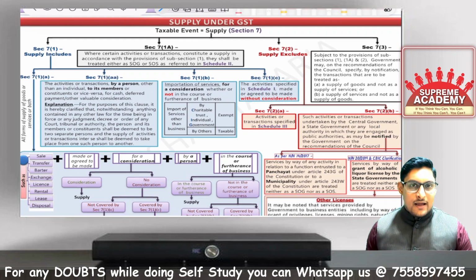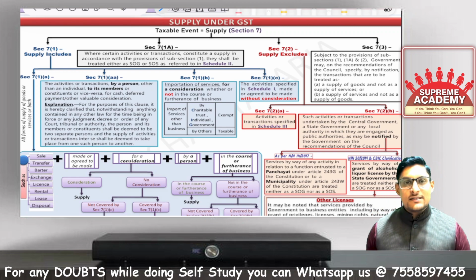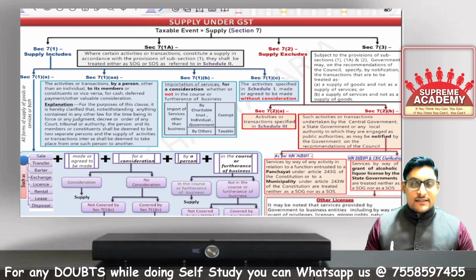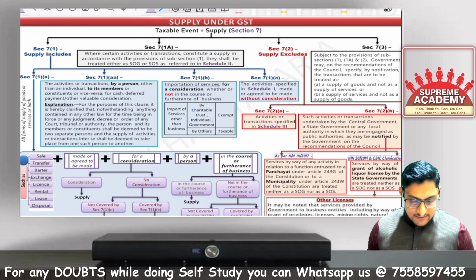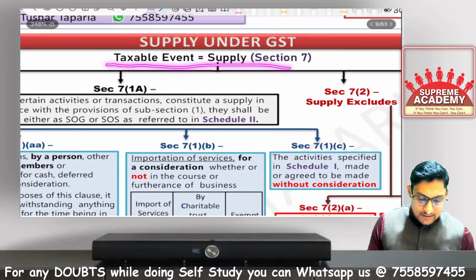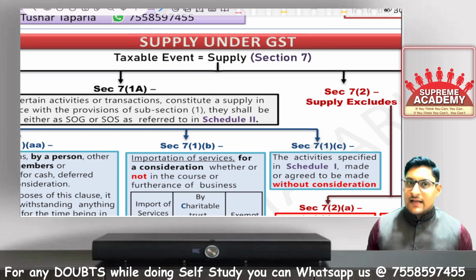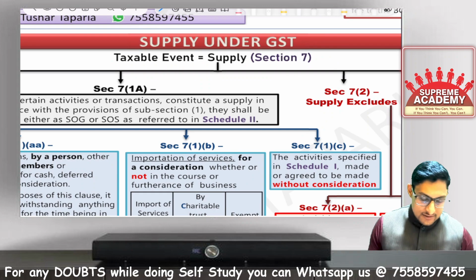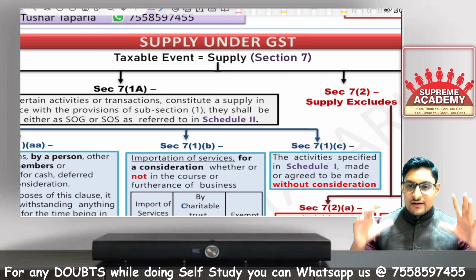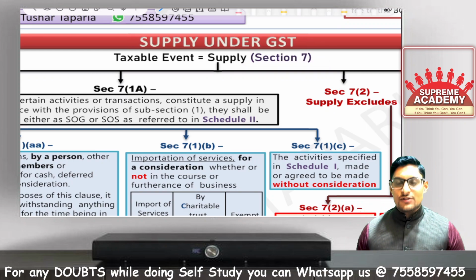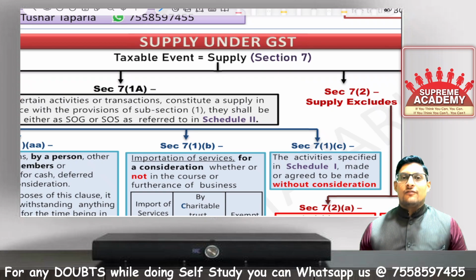So when we talk about supply, I remember one point. Article number 366(12) says that under GST, tax will be levied on supply, the supply of goods and services. So we can tell that supply is the taxable event in the GST, and that is properly defined under section 7. So we are going to study right now the taxable event of GST, supply, section number 7.